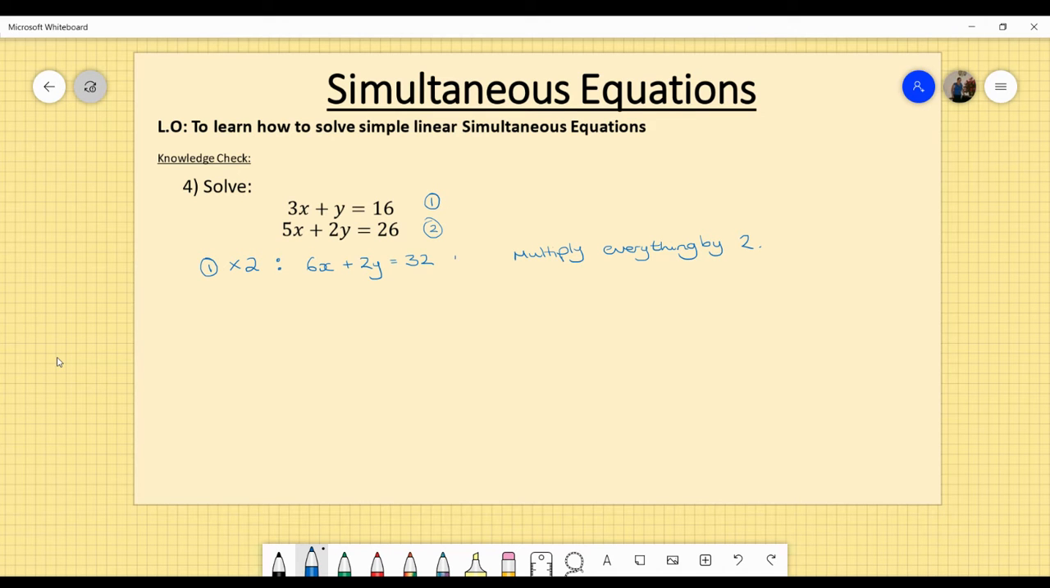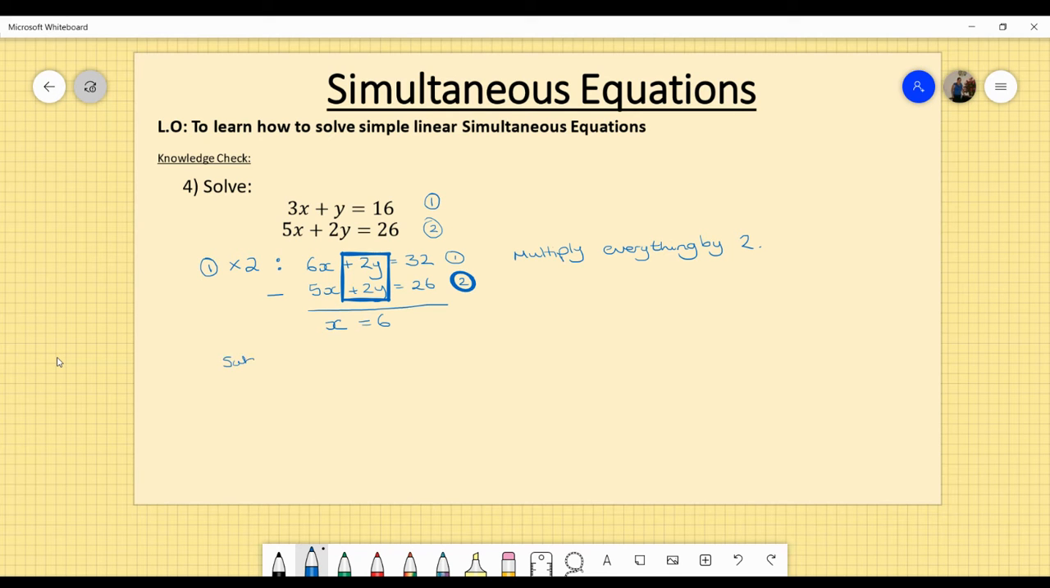I'm then going to write, so that's still my equation 1, but I've multiplied everything. I'm now going to write the other one underneath it again. So that was my equation 2. And this time, my 2y's are the ones that I have the same of, which is what I manipulated it to do. And my signs are the same. So my signs are the same. I'm going to subtract. So I've now got 6x take 5x. That's going to give me 1x or just x. 2y take 2y. That will cancel out, which is what I wanted. And 32 take away 26 gives me 6. Okay, so I've quickly solved that one.